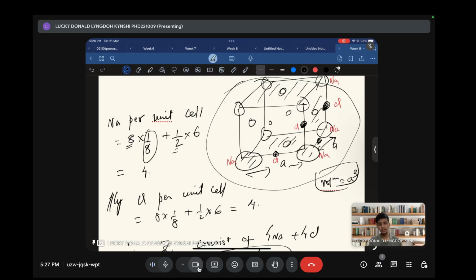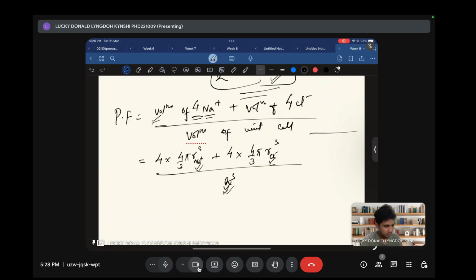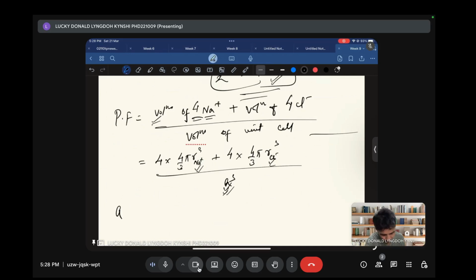In such cases, suppose you have to find out the packing fraction, you have to find out the radius of Na, the radius of Cl, and what is a. But the radius is given to you, not the lattice constant. So you have to find a also. Radius is given to you, but not a. So what is the edge length? This is also called a, also called the edge length.